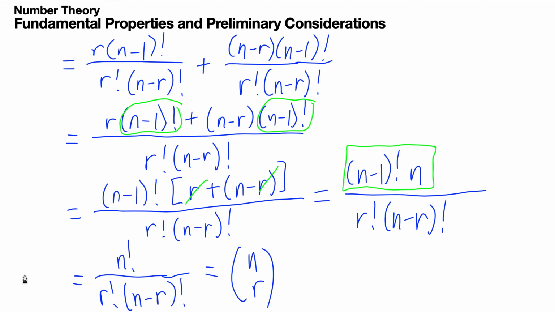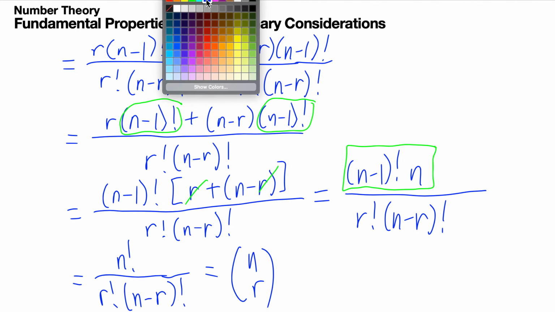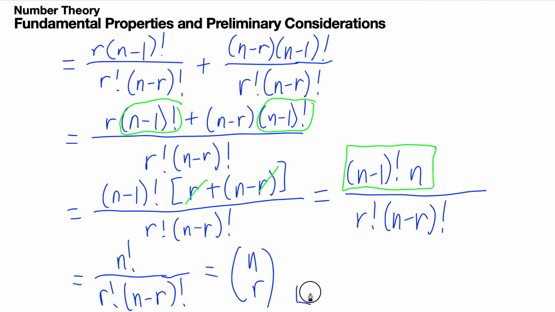Therefore, we can say that the right-hand side is equal to the left-hand side. Again, we have proven that this right-hand side here is equal to your left-hand side. So therefore, Pascal's identity is indeed correct. This is the end of the proof already. So that's Pascal's identity.